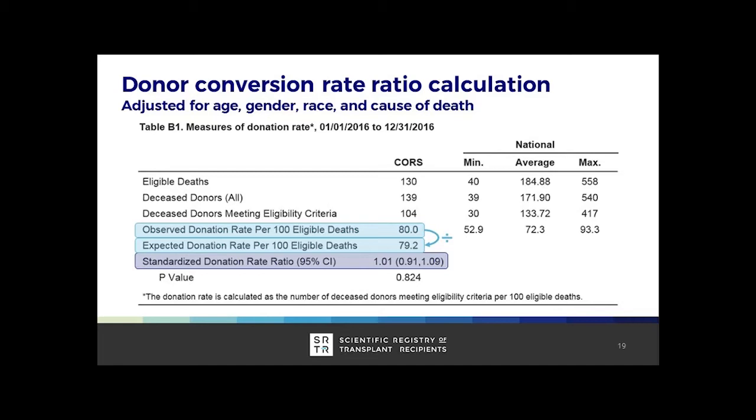When we look at expected donation rates, we don't have a lot of information we can adjust for in terms of differences across the OPOs, but we do adjust for the eligible deaths' age, gender, race, and cause of death. So when we take those things into account, compared to what other OPOs are doing around the country, what would we have expected to happen within your OPO? You can see in this case, because 80 is very close to 79.2, their conversion rate ratio is very close to 1, which means they're getting a number of donors about consistent with what the other OPOs are doing around the country.